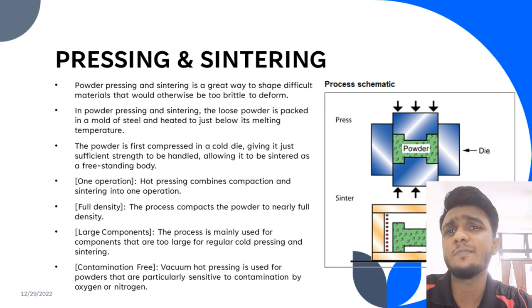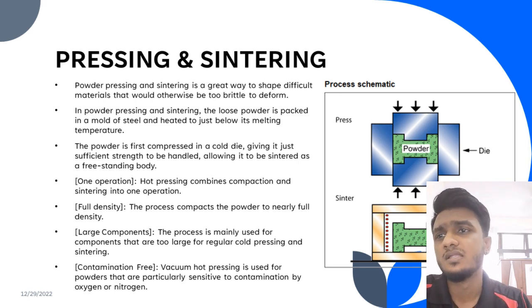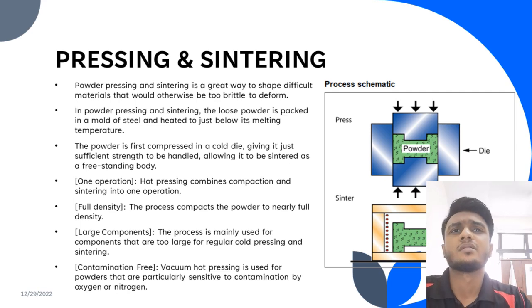Its use is limited by the cost of dies, the difficulty in heating and atmospheric control, and the length of time required for a cycle. Vacuum hot pressing is used for powders that are particularly sensitive to contamination by oxygen or nitrogen. For example, titanium. This is the process schematic for the process, and the next slide will be the characteristics of this process. Thank you. That's all from me.